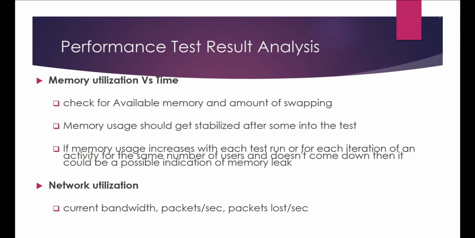Memory utilization versus time. Check for available memory and amount of swapping. Memory usage should get stabilized after some time into the test. If memory usage increases with each test run, or for each iteration of an activity for the same number of users, and does not come down, then it could be a possible indication of a memory leak. For network utilization, keep a check on current bandwidth, packets per second, and packets lost per second.